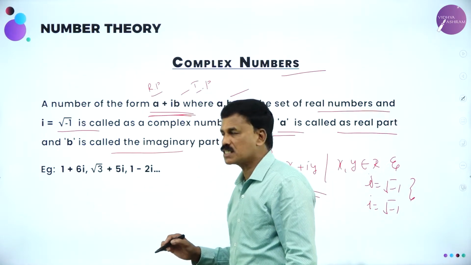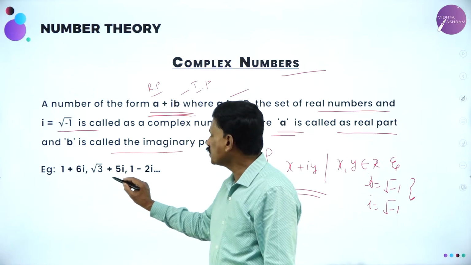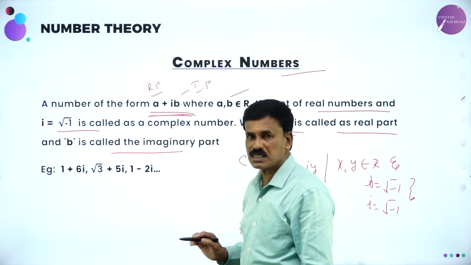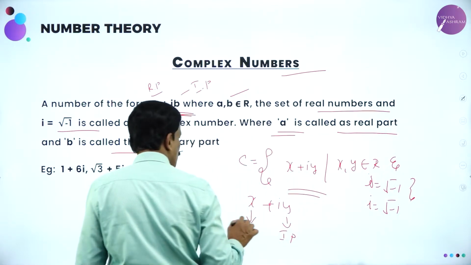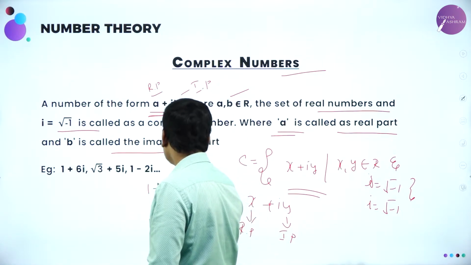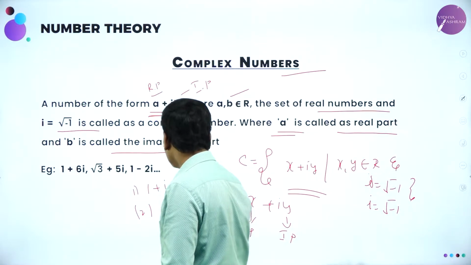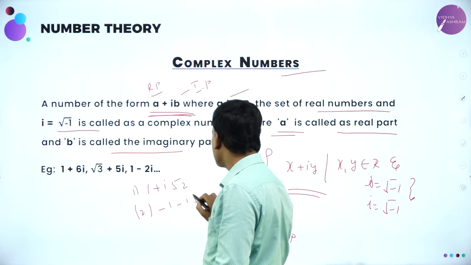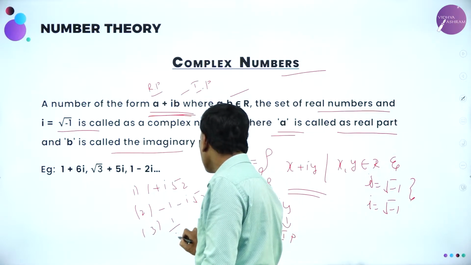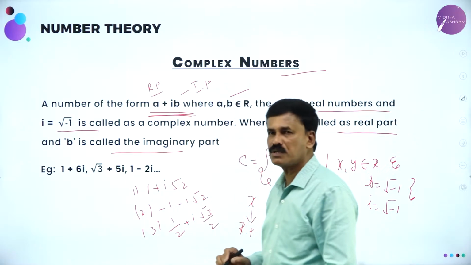Let us take some examples. 1 plus 6i is an example for a complex number. Root 3 plus i is also an example. 1 minus 2i is also an example. Few more examples are 1 plus i root 2, minus 1 minus i root 2, or another complex number, 1 by 2 plus i into root 3 by 2. These are also complex numbers.